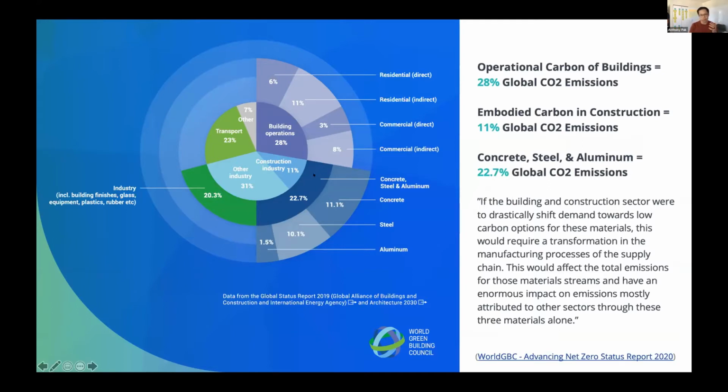And what's more is that if you look at some of the key materials, concrete, steel, aluminum, which are obviously used not just for buildings but for infrastructure and other sectors, even just those three materials make up almost a quarter of global CO2 emissions. So if we can change these supply chains, that can make a big impact on global CO2 emissions.